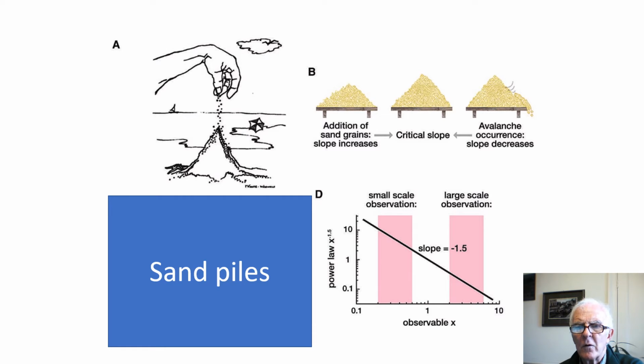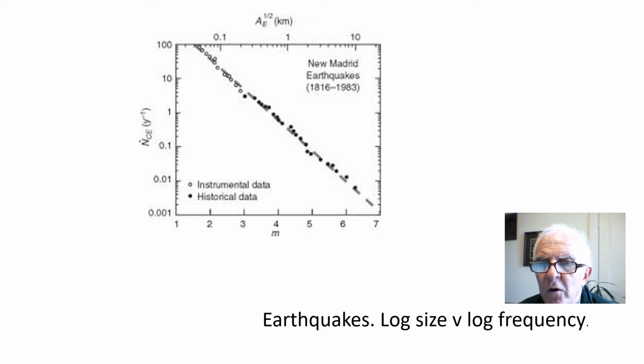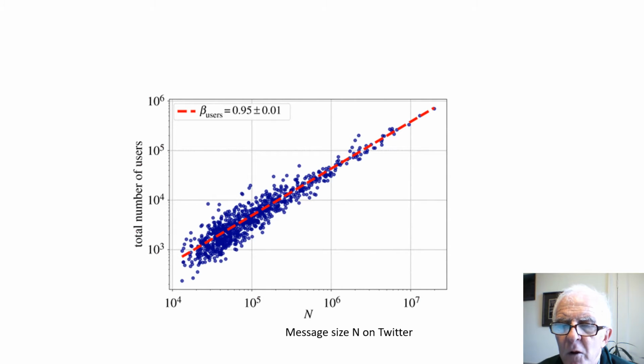And if you plot this on a log graph of frequency of avalanches against avalanche size, you'll see that it is a straight line. So this system has organized itself to a position of self-organized criticality. But you can see this in natural systems. Here's forest fires. Size of a forest fire against the frequency with which it happens. Again, log is a straight line. This is earthquake, size of earthquake against frequency of earthquake. This is a human system. This is messages on Twitter, size and frequency.